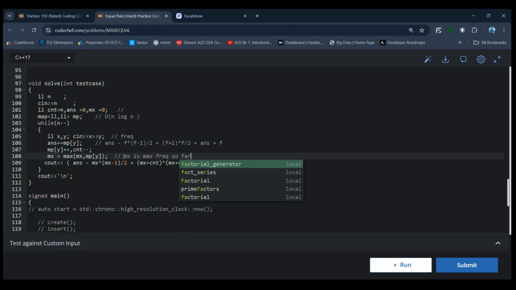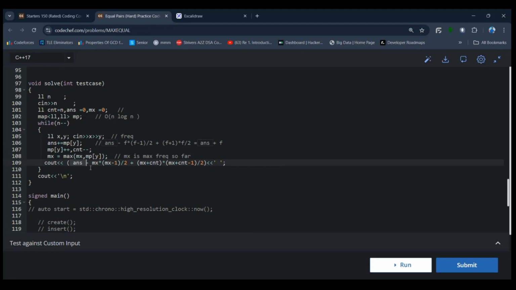So it could happen that map of y, the updated frequency of y, can exceed the current value of max. That is why I'm updating the max here. And what I finally have to do, this answer is my current answer. I will subtract this max C2 and add max plus count, the maximum frequency plus the count of the remaining zeros, C2, in my final answer. So that will be my current answer for the current query.